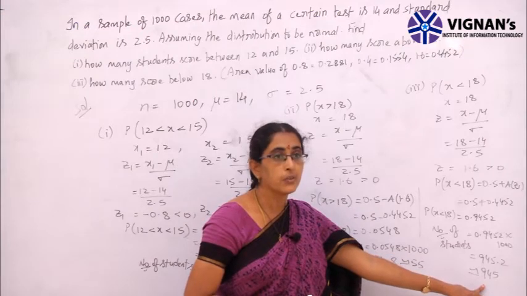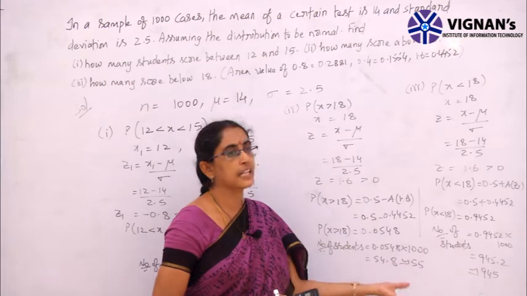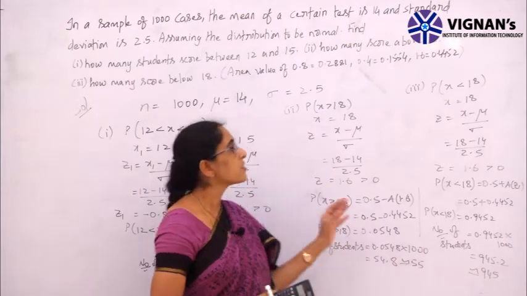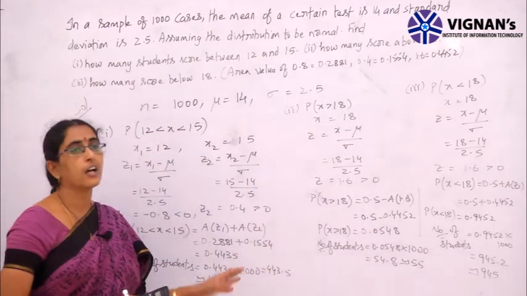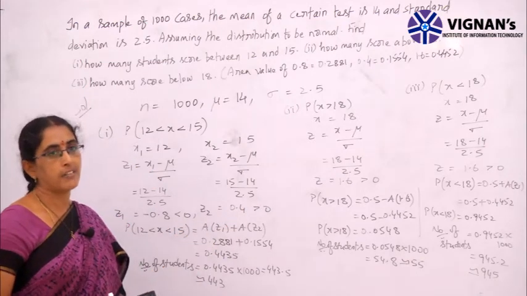It should be equal to how many cases we have? 1000. So 945 plus 55 is again 1000 only. So in this manner we have to find the probability between random variables, above and below random variables.